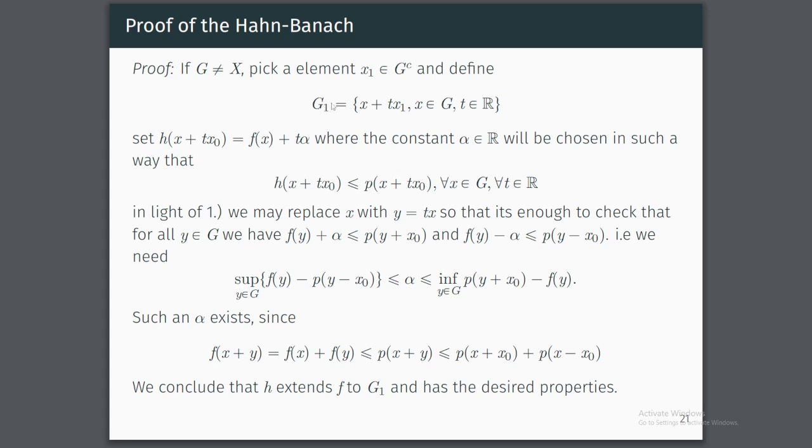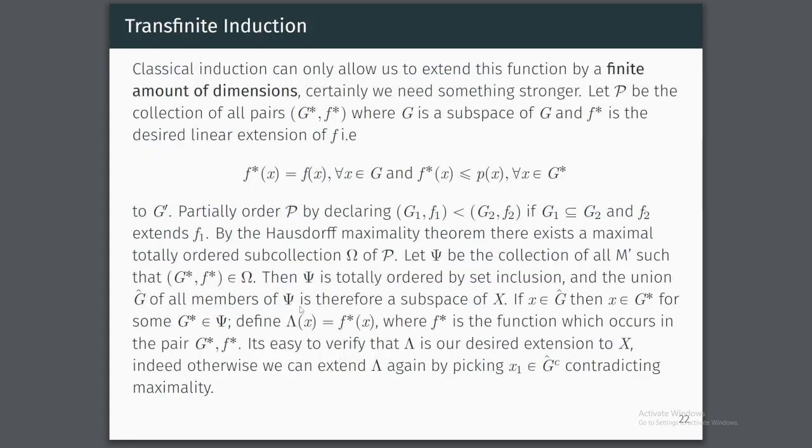Because if lambda hasn't been extended to the whole space, you can just do what we did here. You take an element that's in the complement of G star, and then you can extend lambda by one dimension. Once again, you contradict that G star is a maximal set. So this is a classical type of transfinite induction argument where you build a partial relation depending on which type of situation you're in.